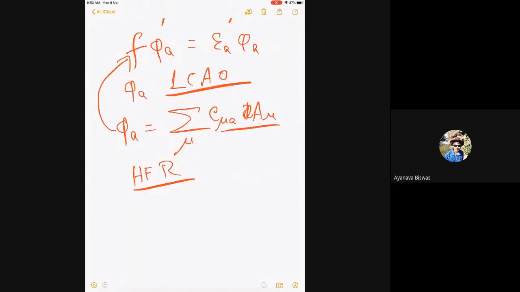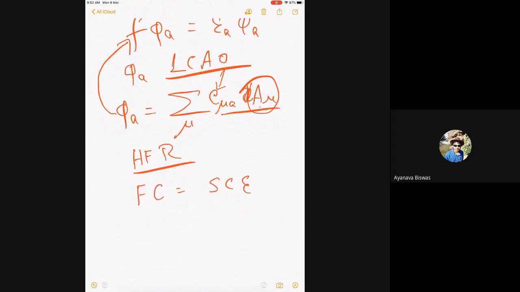Because now what I'm writing is that these phi A's are linear combinations of the known basis functions. So the combination coefficients are the unknown, and I get a matrix equation which is written as FC equal to SC. I hope this is done. And this is exactly the same thing that you would have obtained by variation method. Remember, the S is because this set is a non-orthonormal set. Non-orthonormal set because they consist of atomic orbitals of different atoms.